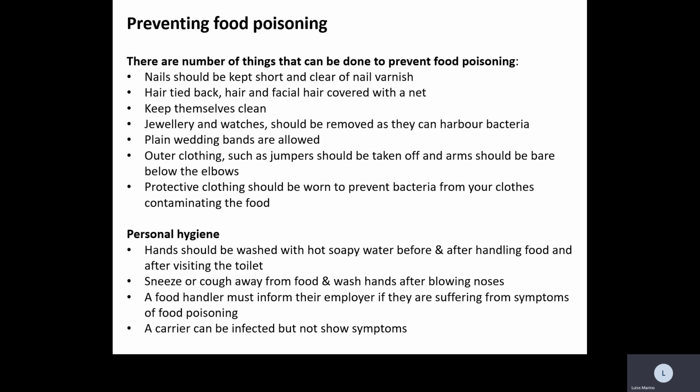In terms of personal hygiene, which is really important, more so than ever, hands should always be washed with hot soapy water before and after handling food. Sneeze or cough away from food, and wash hands after blowing your nose. A food handler must inform their employer if they have any symptoms of food poisoning. So if they've got any vomiting or diarrhoea, then they mustn't come to work. And it's important to note that a carrier can be infected but not show symptoms.